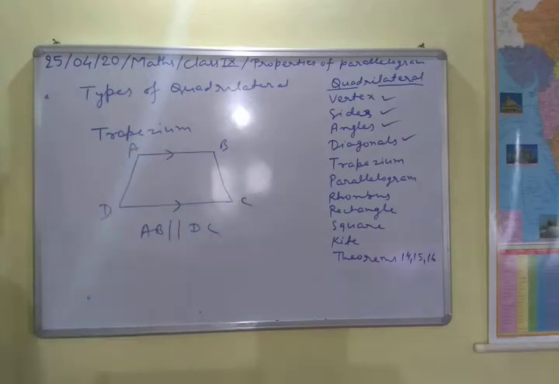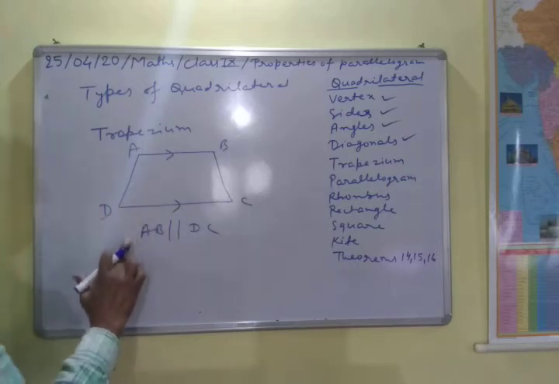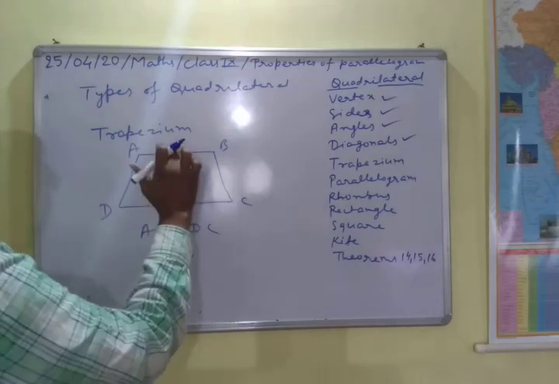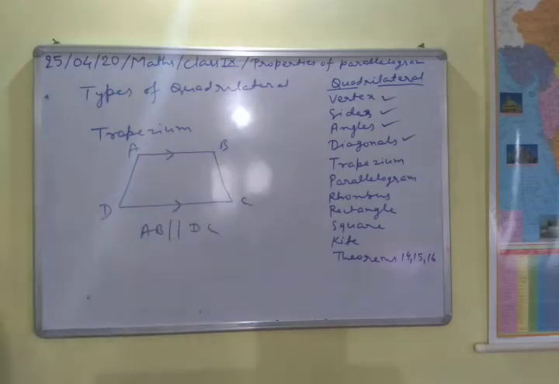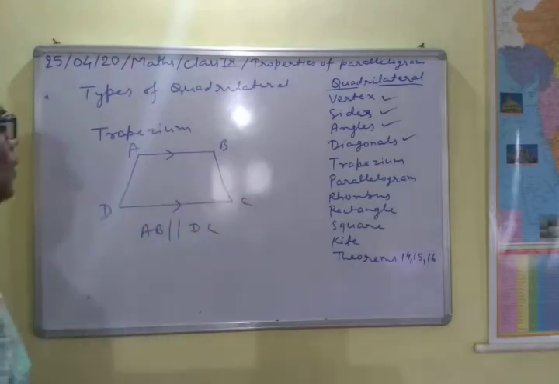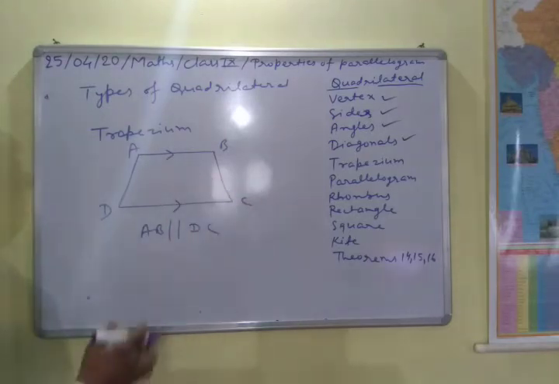That is, in trapezium only one pair of opposite sides are parallel. So this is the only condition for having a trapezium. That is, only AB and DC are parallel. So only one pair of opposite sides are parallel, and there is no condition on the AD and BC. So this is called a trapezium.